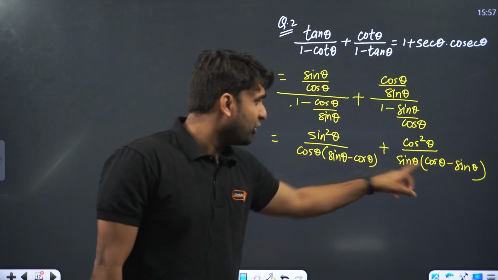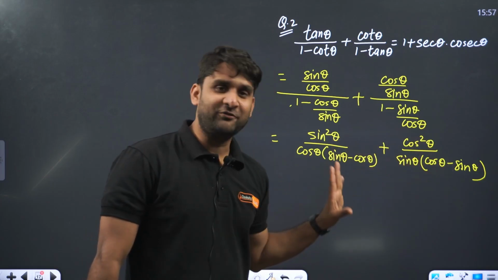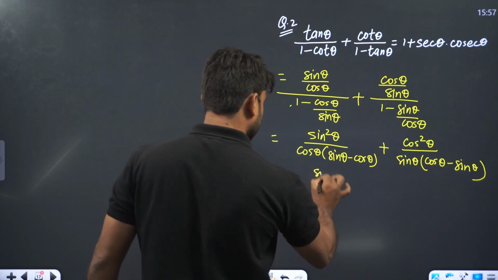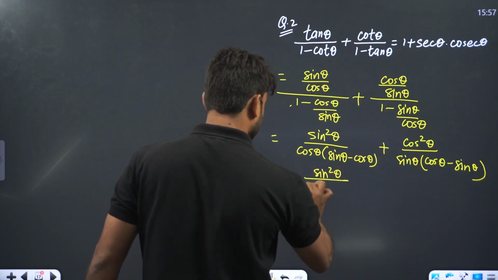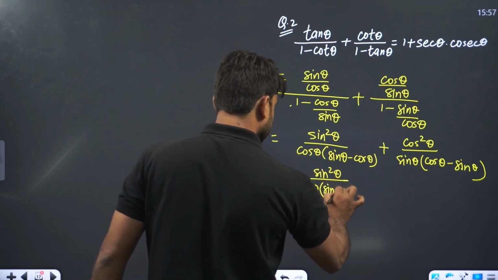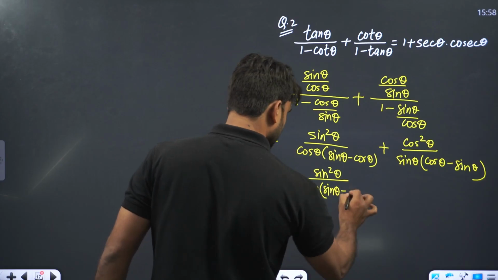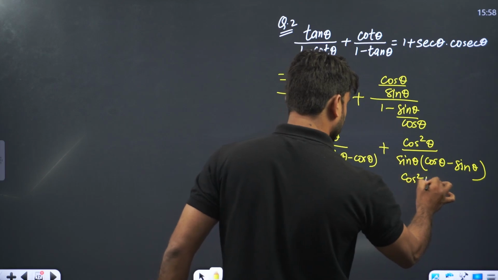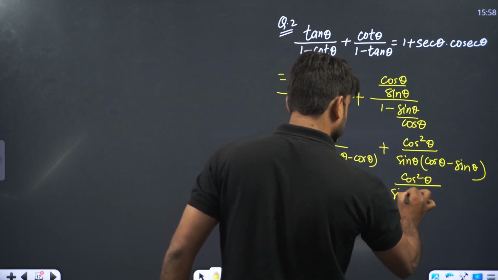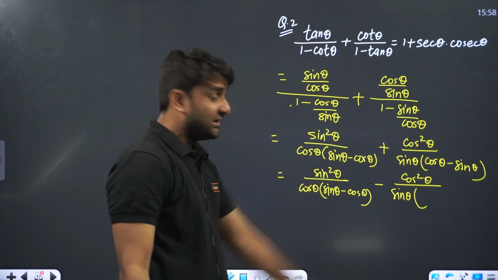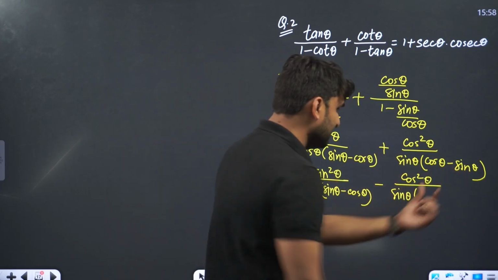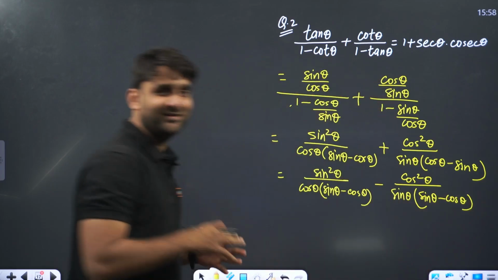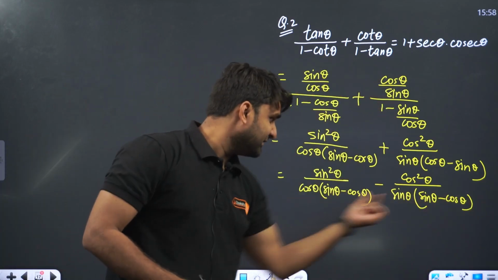If we take minus common from this, it will go in negative form. Right, so we can write here sin square theta divided by cos theta. This is sin theta minus cos theta, and I have taken minus common here, so this will go negative form, and cos square theta divided by sin theta. This bracket will change because we have taken the negative sign common, so sin theta will become positive. So sin theta minus cos theta. Clear everyone?